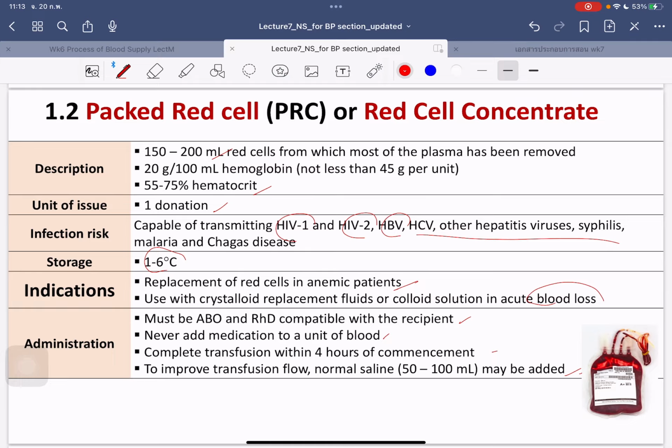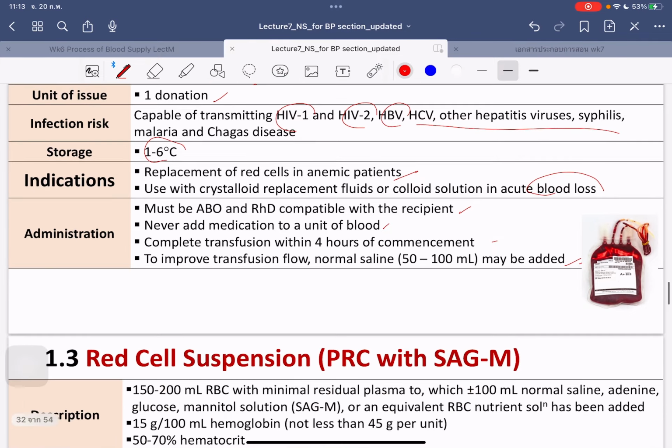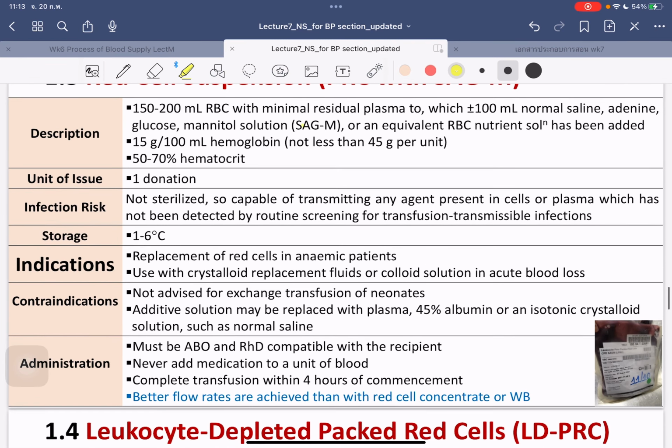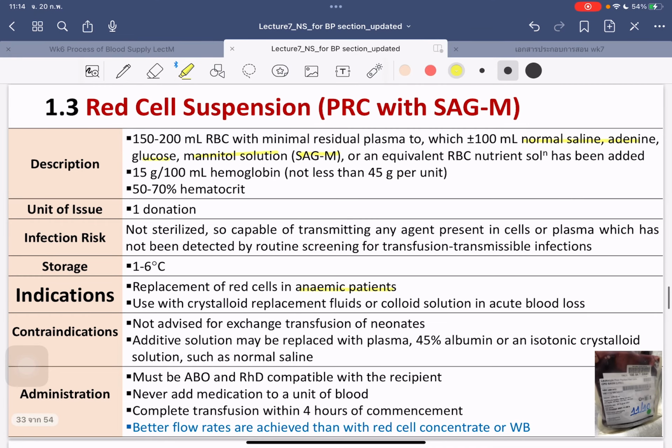The third one is PRC with SAGM. SAGM is a solution which contains normal saline, adenine, glucose, and mannitol. When we use it, we think about packed red cells, right? It has too many red blood cells, so we add this solution to decrease the viscosity of the blood component, so it will have a better flow rate of the red blood cells into the patients.